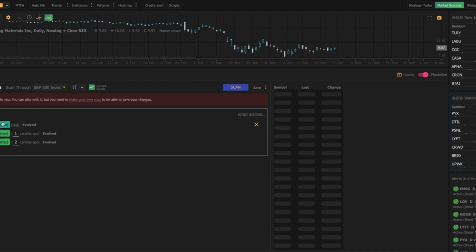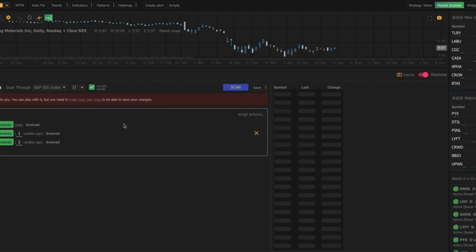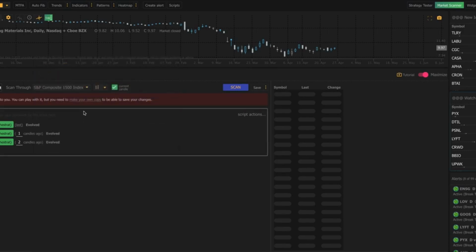So the first bar is inside the second bar is inside the third bar, and the third bar is inside the fourth bar. We're also going to check this current candle thing. Doesn't really matter right now because the market's closed, but if the market were open, this would allow us to take the current bar into account in our scan. And we're going to switch all of these to the weekly time frame. So we're going to look for this sequence of 3 inside bars in a row on the weekly time frame, and we're going to look inside the S&P Composite 1500 index.